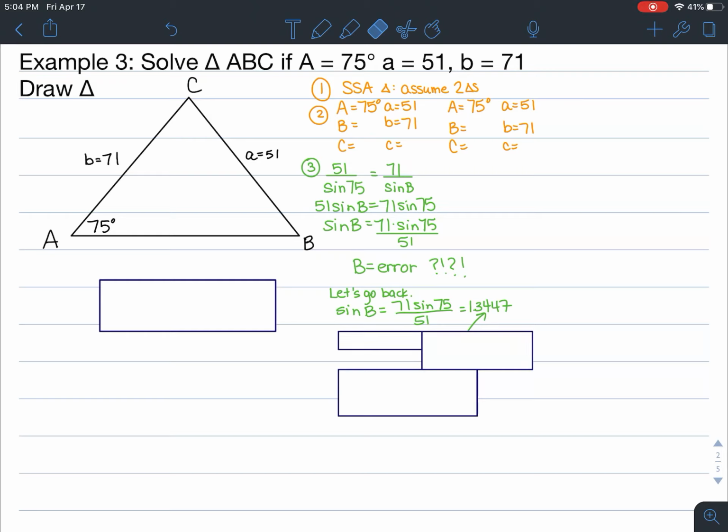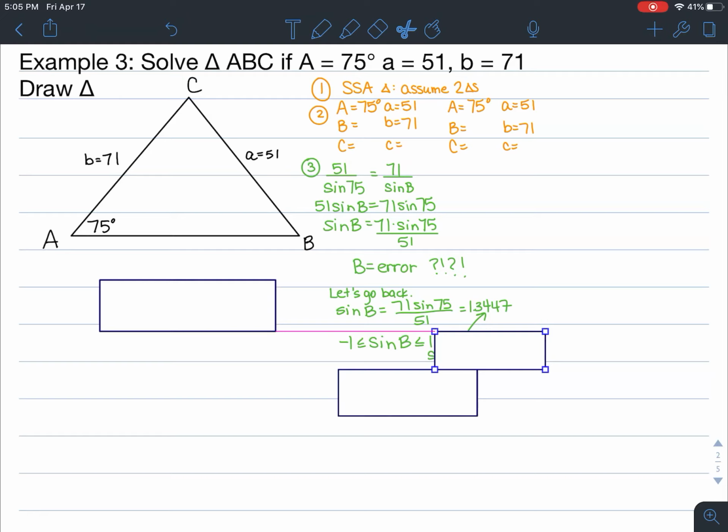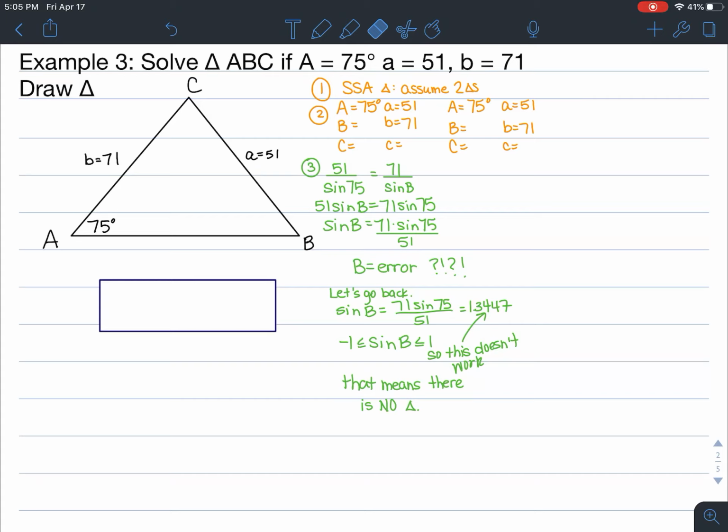What do I know about sine? What is the highest number sine can be? 1. What's the lowest number sine can be? -1. So sine is only ever between 1 and -1, right? So how could it be 1.344? It can't. This doesn't work. So what does that mean? What was I trying to do? I was trying to get angle B, and I failed. I did not get angle B. So what does that mean? It means there's no triangle.